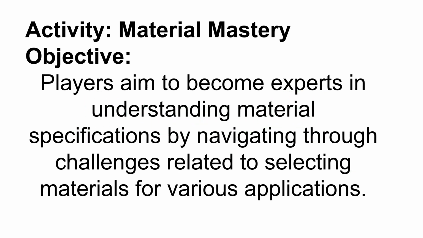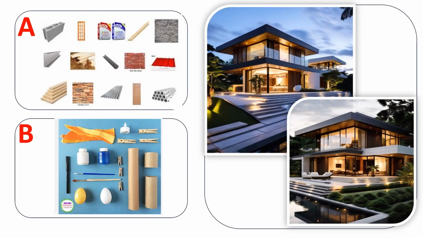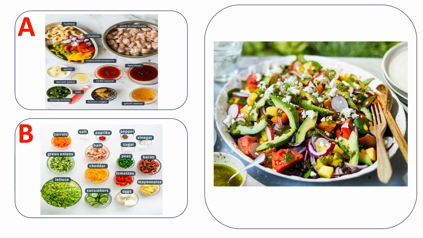Lesson 1. Specification of materials and components. Expectation. Discuss the specification of materials and components. Determine the factors when selecting the materials. Give examples of common materials used for ICT.